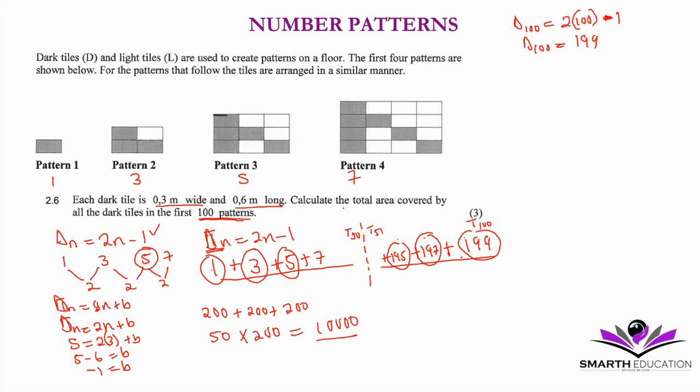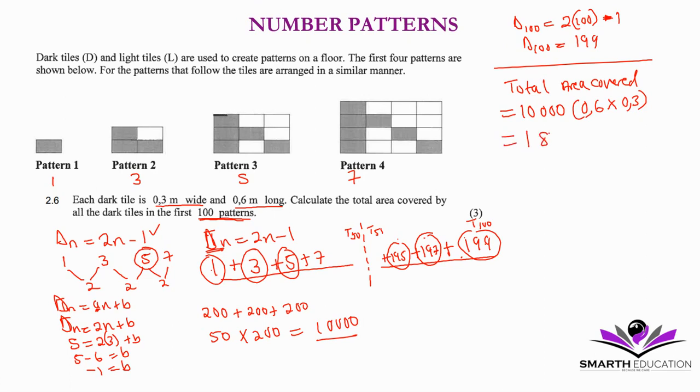And then they say calculate the total area covered by all dark tiles in the first 100 terms. So the total area covered is going to be 10,000 times the area of each tile, length times breadth, 0.6 times 0.3. Then you get your answer, which is 1,800 square meters.